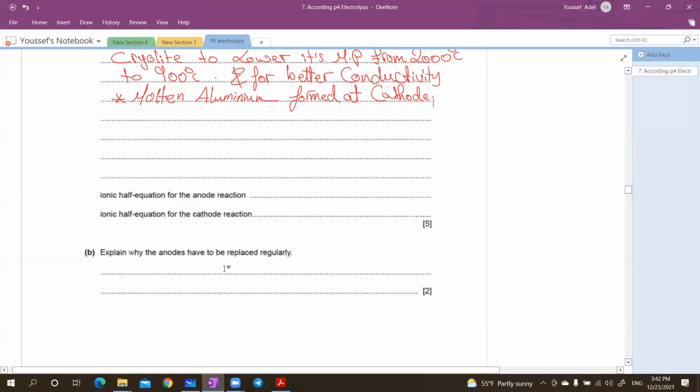The ionic half equation at the anode. The anode is the positive electrode. Don't forget this. So the oxide ions from the aluminum oxide will be attracted to the anode, losing 4 electrons to change to oxygen gas. And the cathode is the negative electrode, so the aluminum positive ions will be attracted to it and discharged by gaining 3 electrons, changing to aluminum atoms.